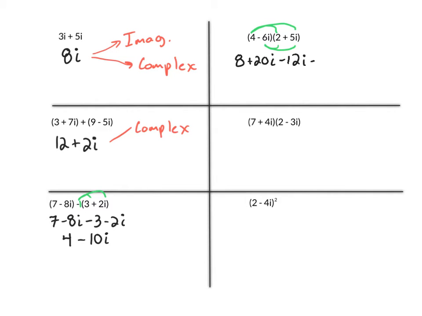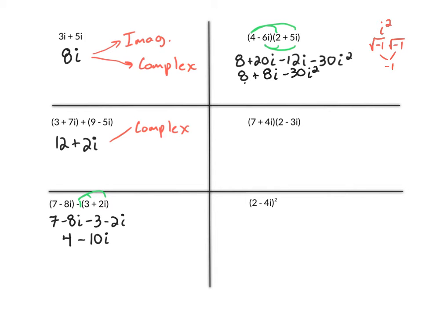-6i times 5i is -30i squared. Then we combine like terms. So I have 8, and then we have 20i minus 12i, which gives me 8i, minus 30i squared. And then we have to remember back to some of our previous lessons where we know i is equal to the square root of -1. And if i is equal to the square root of -1, i squared is equal to the square root of -1 times itself, which is the square root of -1 times the square root of -1, which is -1.